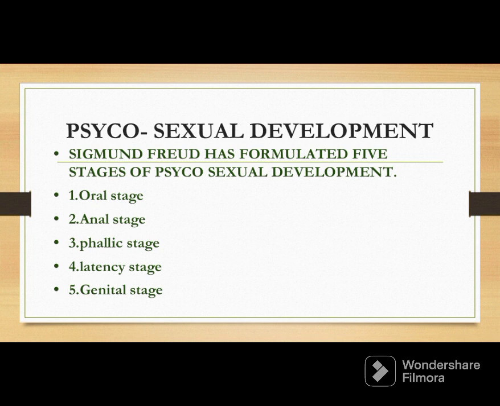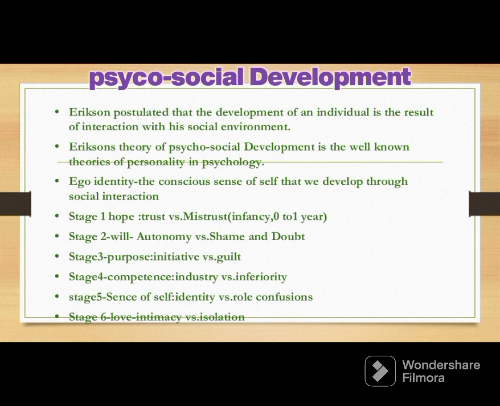And next we come across psychosexual development, where Sigmund Freud formulated 5 stages of psychosexual development. The first one is oral stage. Second one is anal stage. Third one is phallic stage. Fourth one is latency stage. And the fifth one is genital stage. So the oral stage is from 0 to 2. Mouth is the erogenous zone, and the mouth represents the first sex organ for providing pleasure to the child. Pleasure is received from the mother's nipple or the bottle.